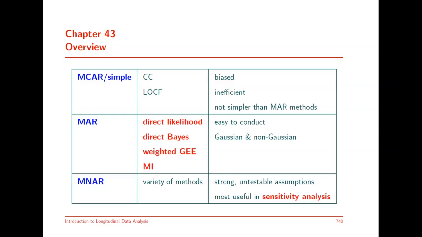Direct likelihood works under MAR, and that's an assumption that I cannot verify. So whatever my primary analysis is, direct likelihood, direct Bayes, weighted GEE, multiple imputation under MAR, that's my primary analysis. Ideally, I would then also do a sensitivity analysis in all of those cases indeed.